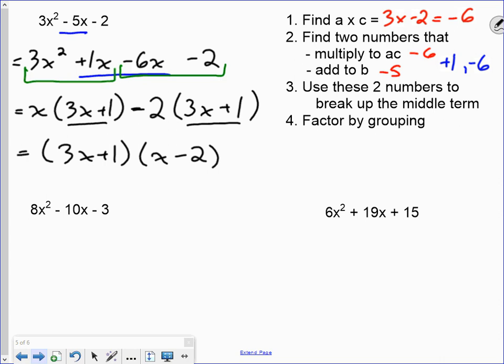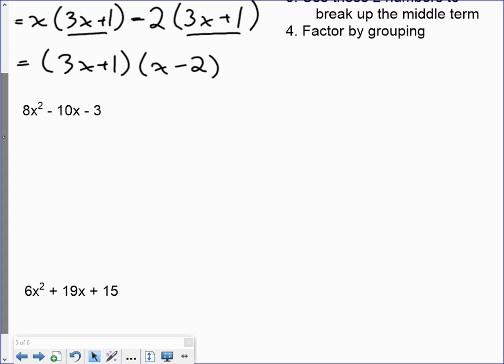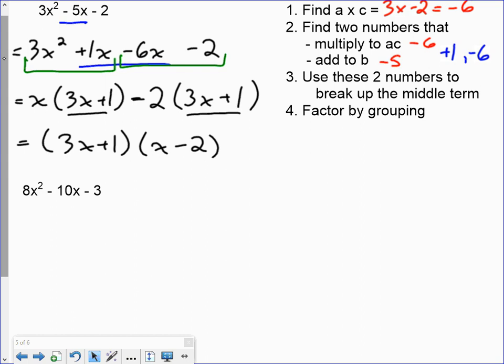We got a couple more here that we can do together, and then I'll give you one to try on your own. And I might just give myself a little bit more room here. So the steps should start to be familiar by now. Let's just show those steps here. If I want to factor 8x squared minus 10x minus 3, I'm going to start by figuring out a times c.